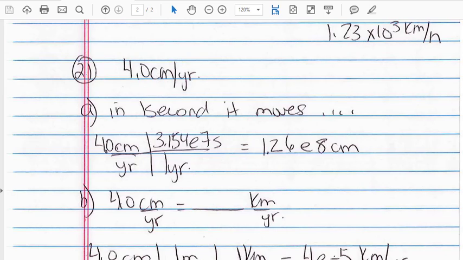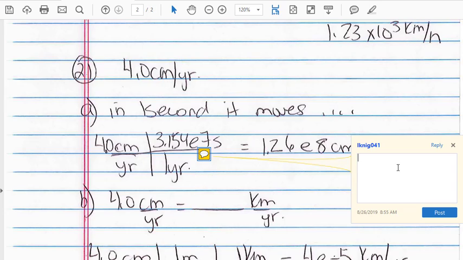So the first thing I did is I changed this to centimeters per second, and I messed this up and I'm very sorry about that. What I should have done is I should have divided this by the seconds in a year, and that was totally my fault, and I apologize for that. And let's see if I can edit on this. Maybe not. We'll see.